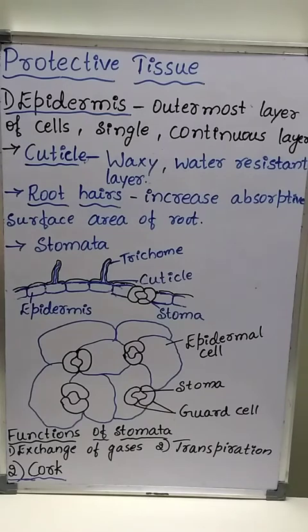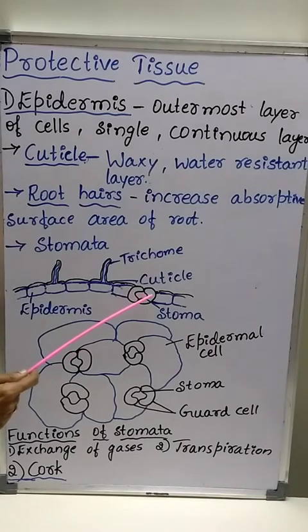And in the epidermis, at some places in the aerial parts, the epidermis bears minute pores called stomata. Minute pores which are present at the aerial parts of the epidermis are called stomata. See, this is the structure of stomata, also called stoma.